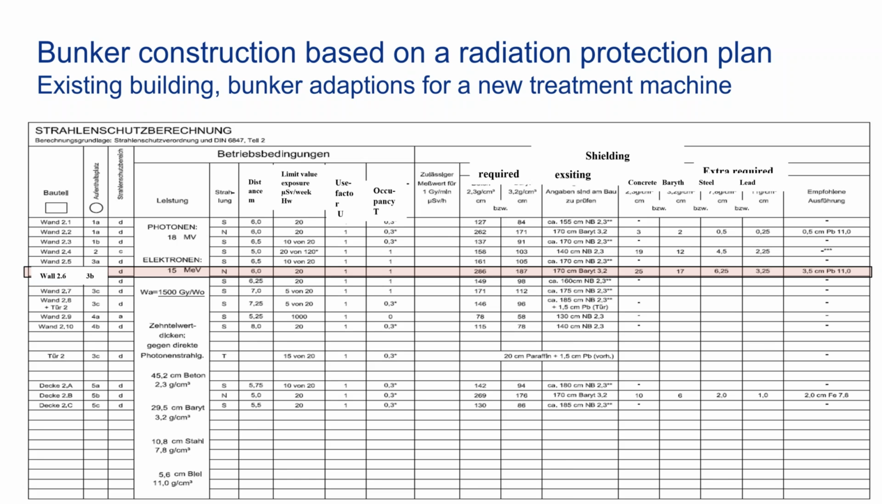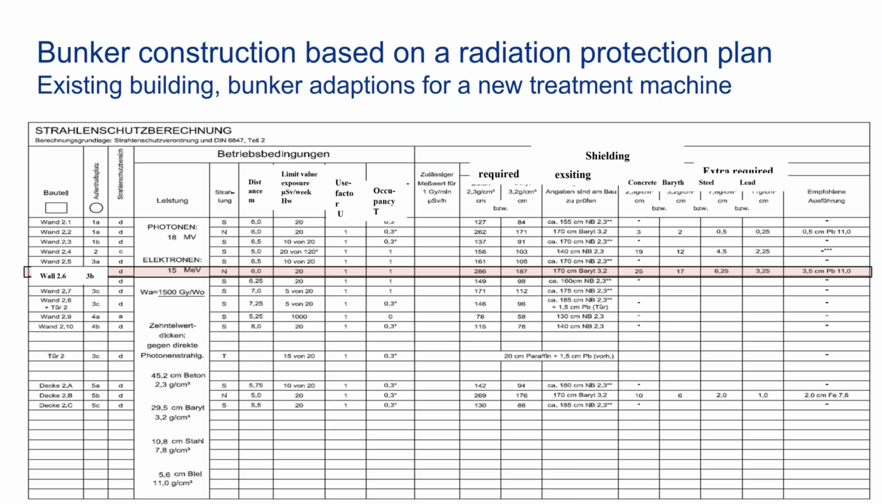This is a part of the radiation protection plan, and you see the use factor, the occupancy, and all these things. And at the end, you see the required thickness. The required thickness was, in terms of high density concrete, 1 meter 87 centimeter, and with low density concrete 2 meter 86 centimeter. The existing wall had 170 centimeter of high density concrete.